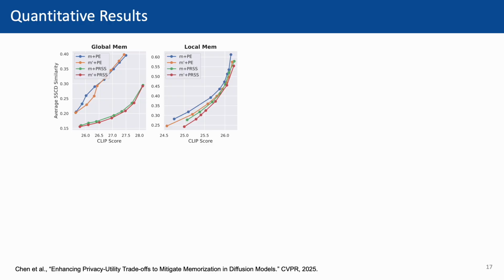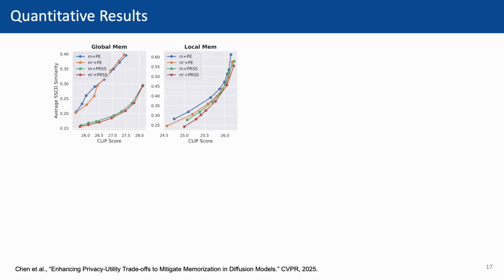On the horizontal axis, we measure utility using the text alignment CLIP score, so larger is better. On the vertical axis, we measure privacy using the average SSCD similarity, so smaller is better. This means that the curves lying further to the bottom right indicate better privacy utility trade-offs. As the figure shows, PRSS, represented by the red and green lines, consistently outperforms prompt engineering, which is the yellow and blue lines, across both detection signals and for both global and local memorization.